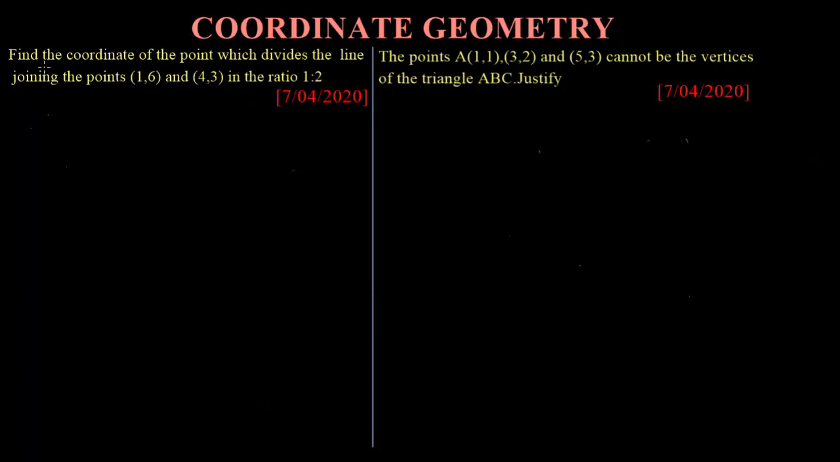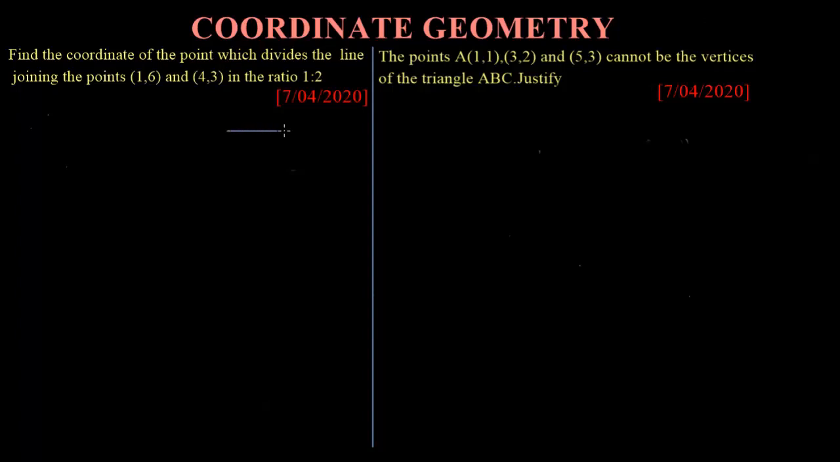Here the question is asking: find the coordinate of the point which divides the line joining the points. They have given you the 2 points and the ratio as well. The same kind of question I have just discussed in the previous video, so you can visit those videos and watch that.